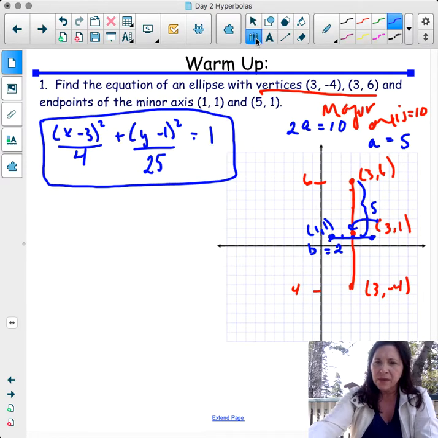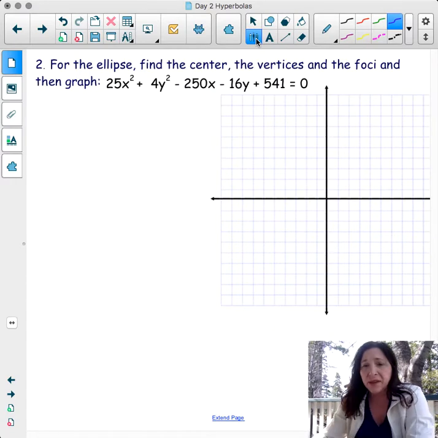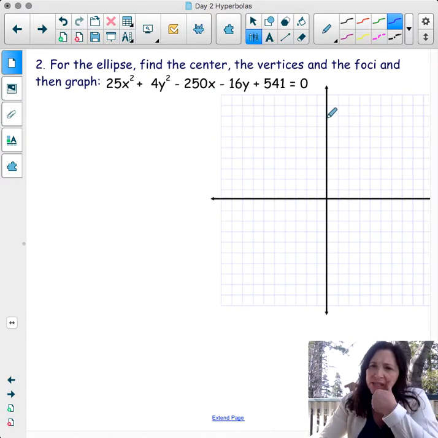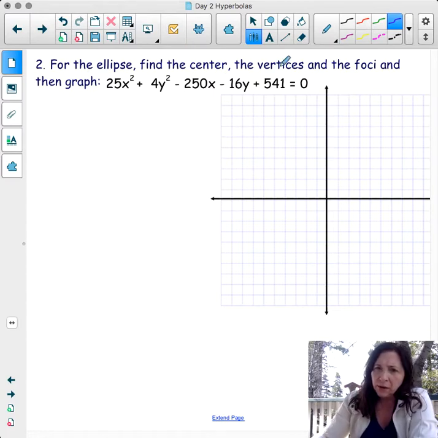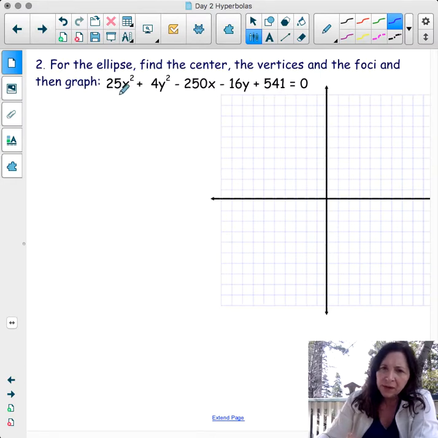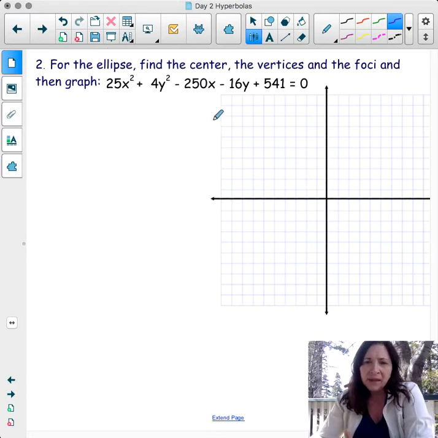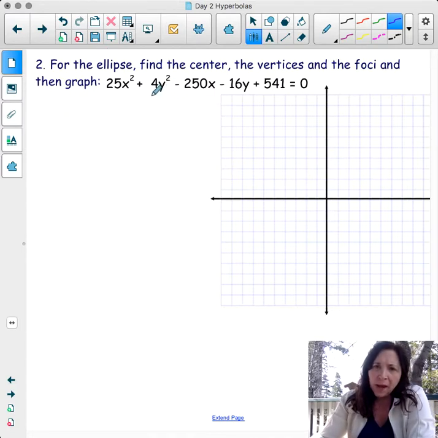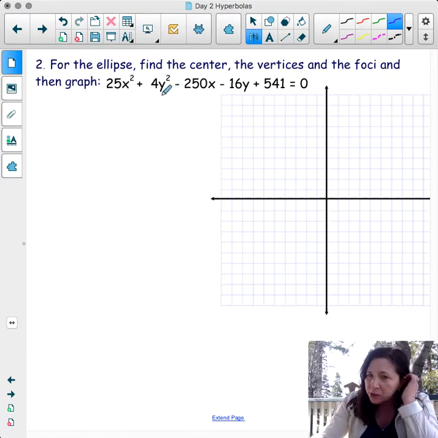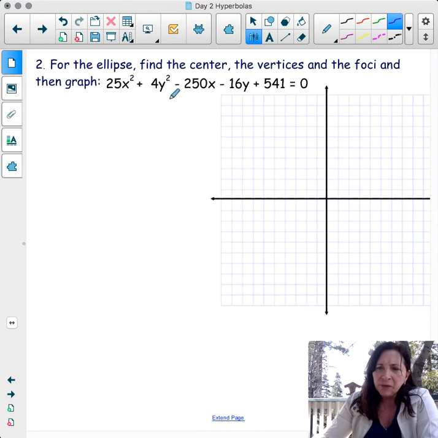All right. Warm-up number 2. For the ellipse, find the center, the vertices, and the foci. For this problem, we're actually going to have to complete the square. Remember, completing the square means that your x-squared coefficient has to be 1. If it's not 1, then you have to factor that out temporarily and then put it back in at the end. Likewise, the y-squared coefficient also has to be 1, which means we're going to temporarily have to factor out this 4.